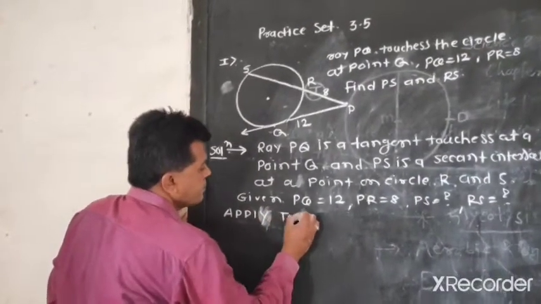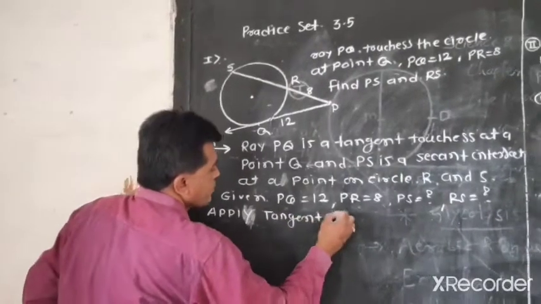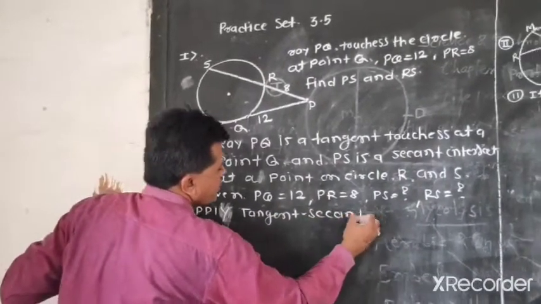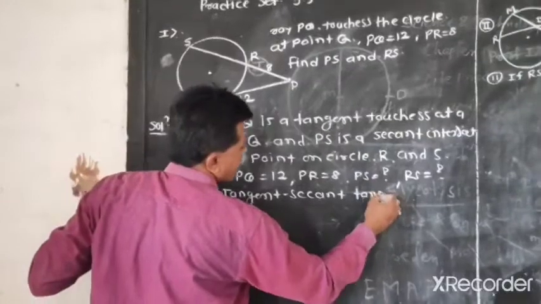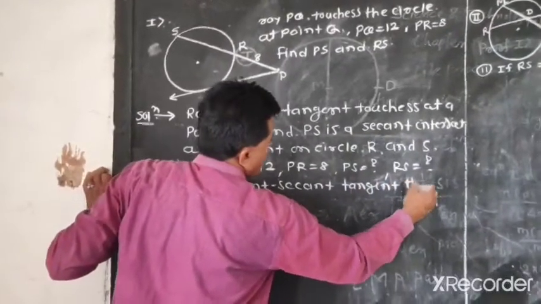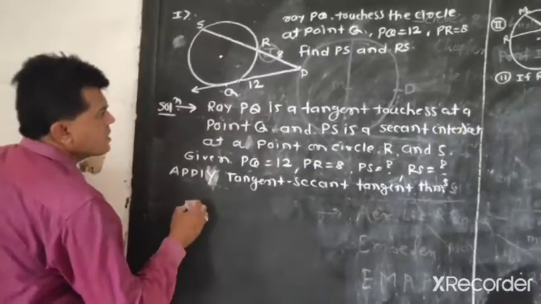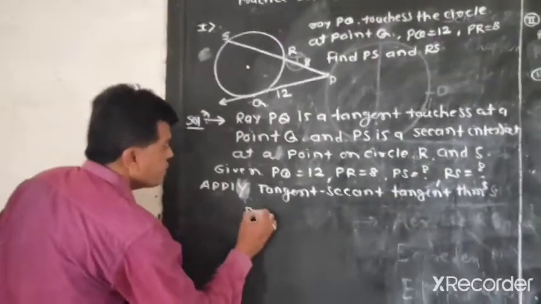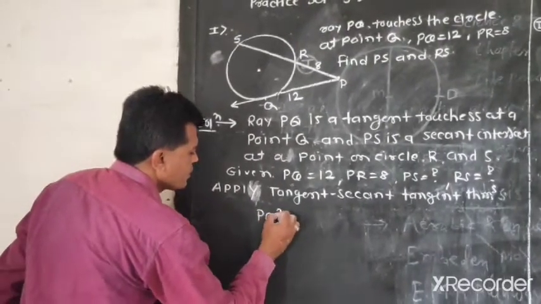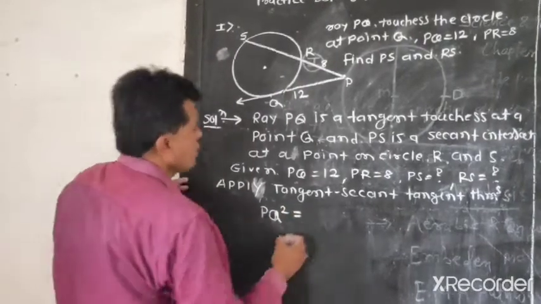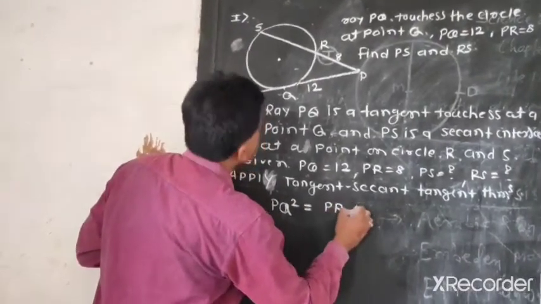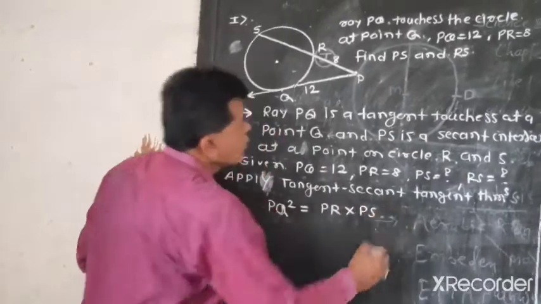Apply the tangent secant theorem. We are solving this problem now. The tangent secant theorem says PQ square is equal to PR multiplied by PS.